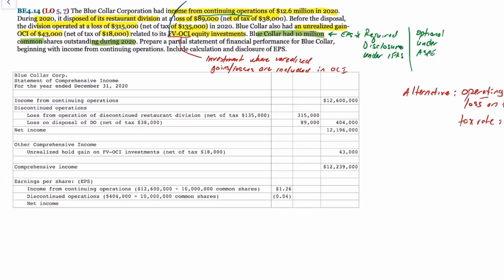And then your net income is just that, the net income, 12,196,000. And that works out to $1.22, which is the same as $1.26 minus 4 cents. So that is the full and complete EPS disclosure when you have a discontinued operations section.